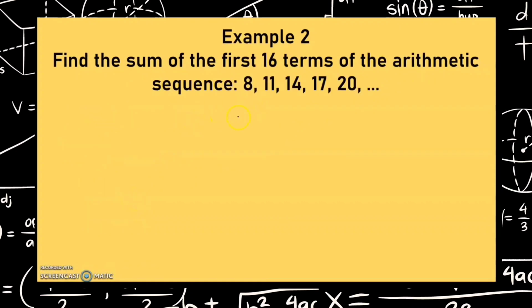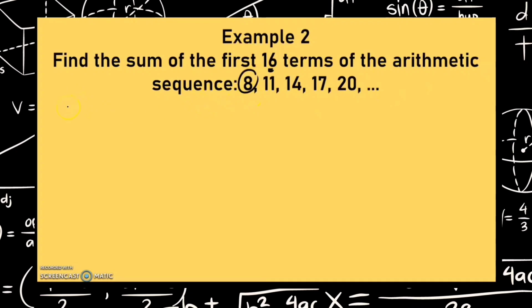Let's try another example. Find the sum of the first 16 terms of an arithmetic sequence 8, 11, 14, 17, 20, and so on and so forth. Again, just like what we did a while ago, we have to identify what formula we are going to use, the first or the second. Tingnan natin. First 16 terms, it means i-add daw natin yung una hanggang 16 na terms. Kasi as you can see, we do not know what is the 16th term, right? We do not know. We only have the first term.